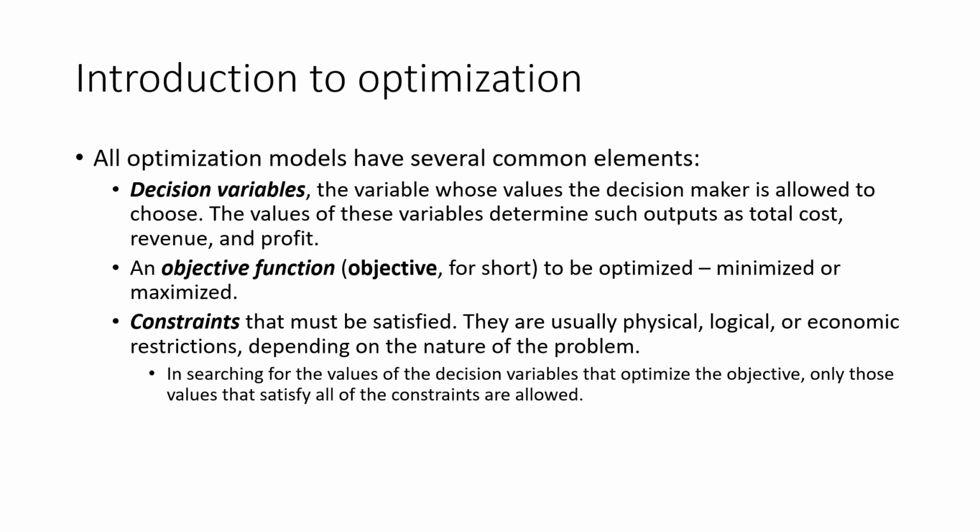You can have physical constraints, for example, the room only holds 20 people. You can have a logical constraint. If you're trying to lose weight, you can't eat negative calories, and don't tell me about celery. And you can have economic constraints. You might not have enough money, or you might only have a certain amount of money to spend. In searching for the values of the decision variable that optimize the objective, only the ones that satisfy all of the constraints are considered to be feasible or appropriate solutions.